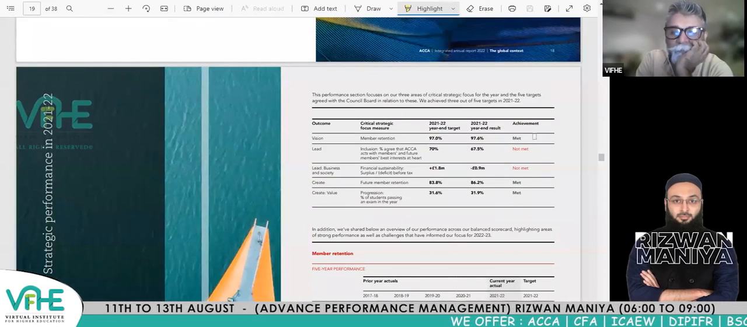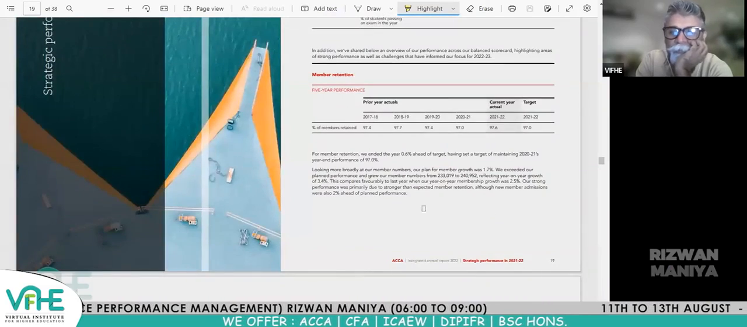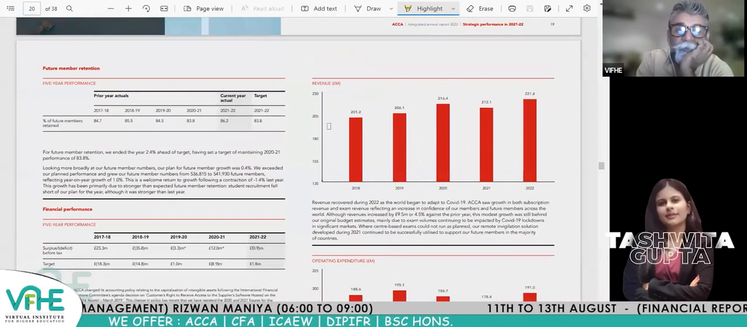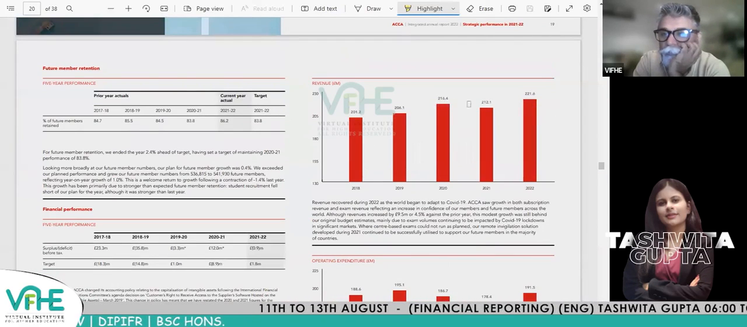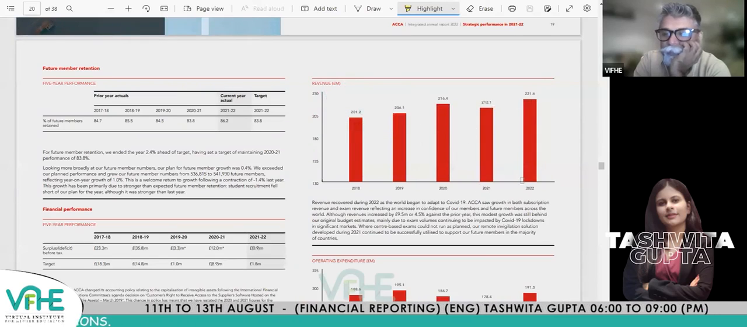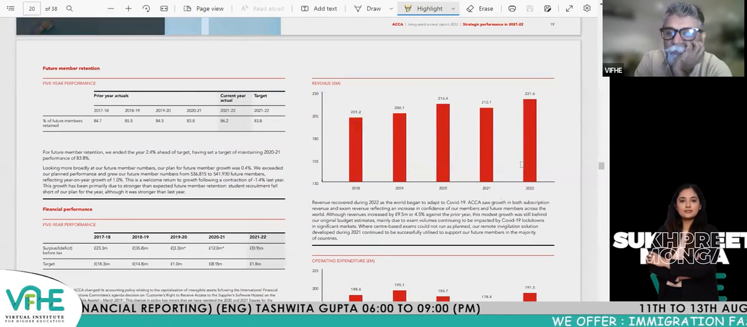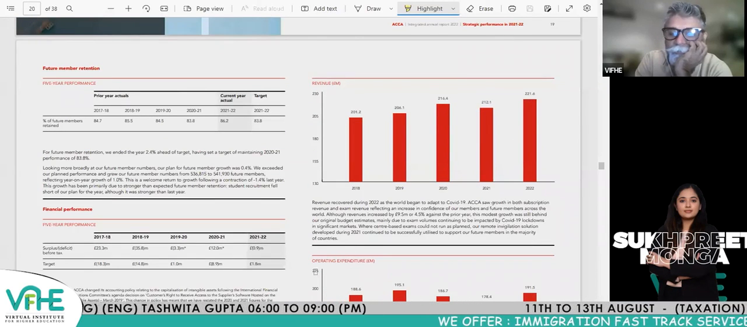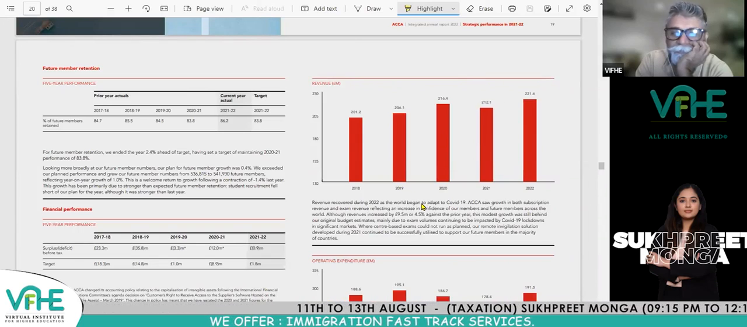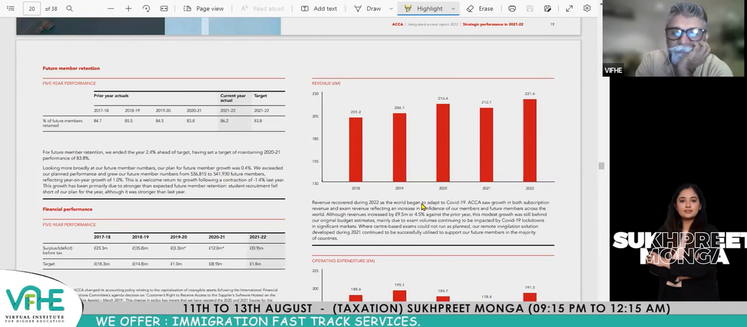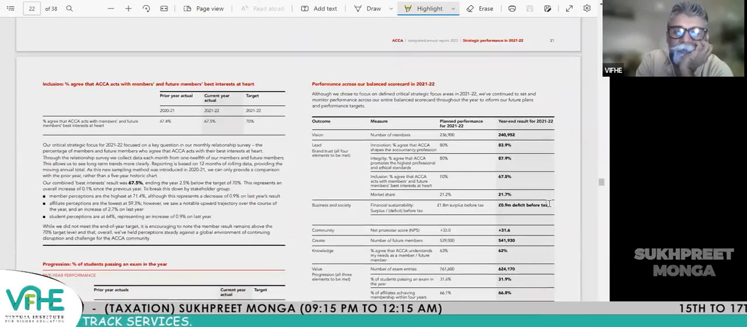Some KPIs, some numbers, 5-year performance, graphs, revenue. You see, oh my God, look at the revenue. It's going up. Why was it down in 2021? Why was the revenue down in 2021? Quick, guys. COVID, yes. Okay.